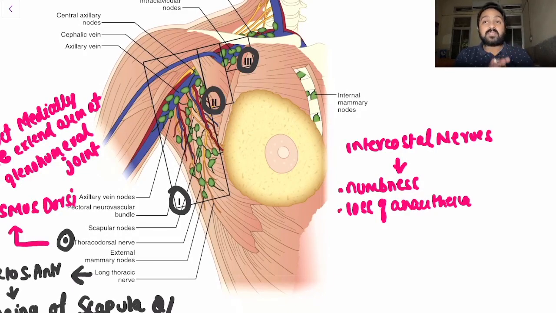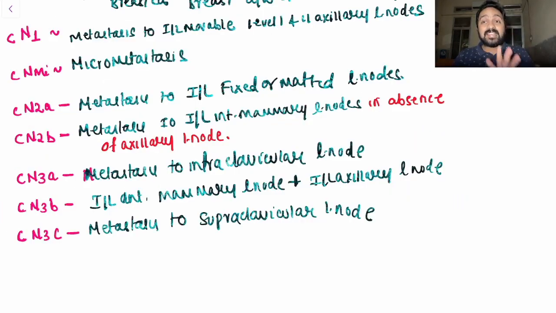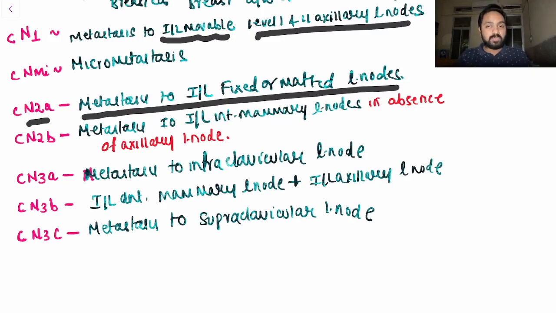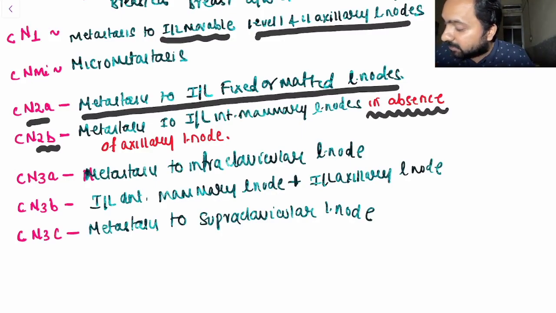And apart from this, when we are discussing node, I would just add the nodal staging over here. So clinically, N1 is your metastasis to ipsilateral movable level 1 or level 2 axillary lymph node. N2A is your metastasis to ipsilateral fixed or matted lymph nodes. Then your N2B is your metastasis to ipsilateral internal mammary node. Please note, in absence of your axillary lymph node metastasis.